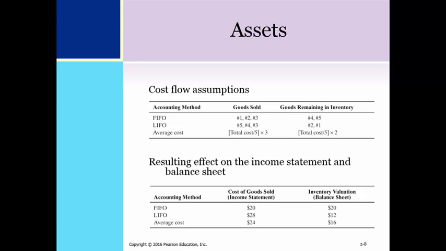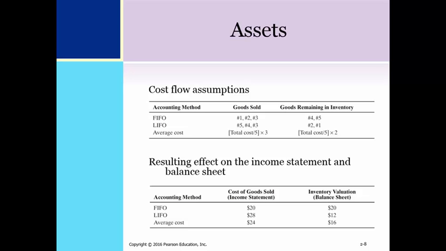Applying the $8 amount to the 3 units sold and the 2 units that were not sold, we can verify that the cost of goods sold should be $24, 3 units times $8 per unit, and the ending inventory should be 2 units times $8 per unit, or $16.